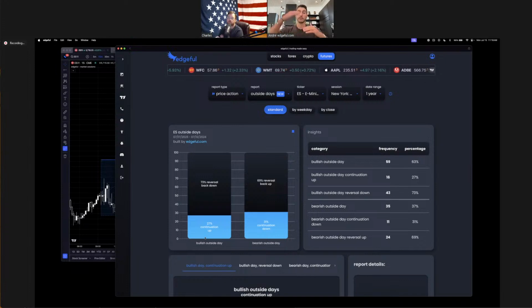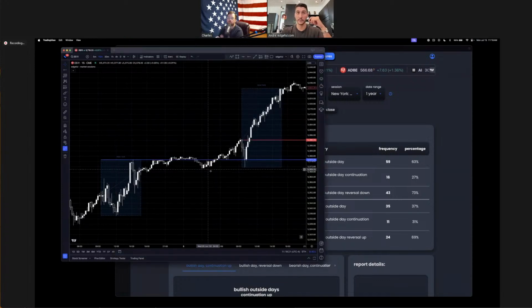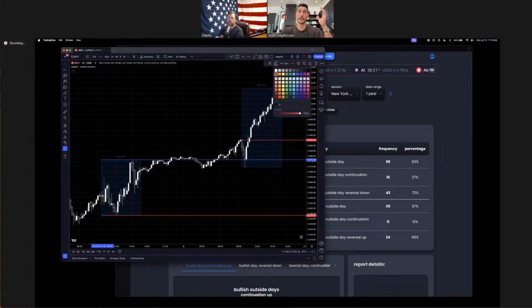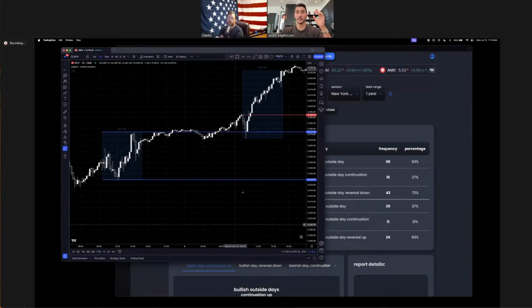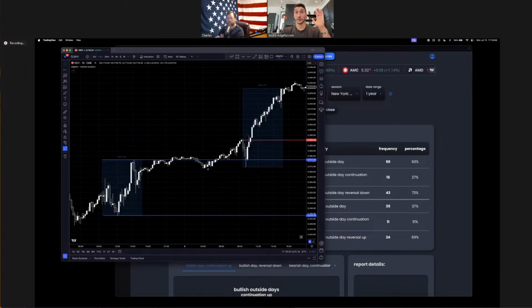This means price opened above yesterday's high. A bearish outside day is when price opens below yesterday's low. So what I would do in this case, mark out yesterday's low. I'll make this blue again. And if price were to open down in this area, that would be a bearish outside day. So in this case, I'm going to show you the example with a bullish outside day.